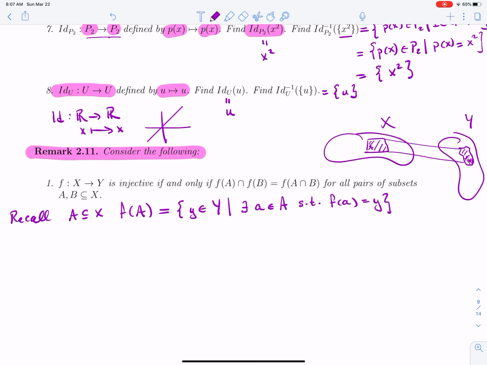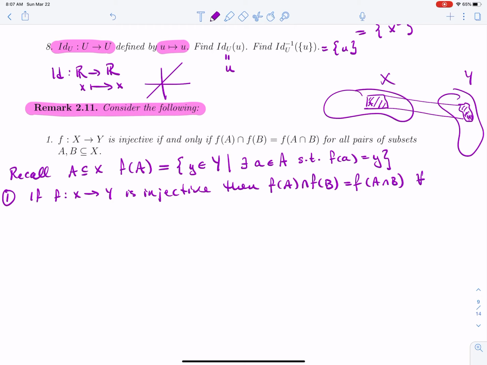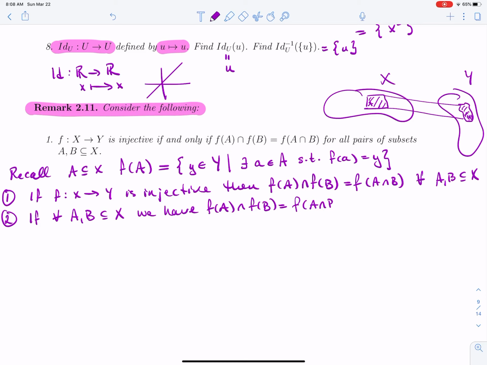We've got a two-way implication. So we have to show, let's call it 1: if f taking X to Y is injective, then f(A) intersect f(B) is equal to f(A intersect B) for all A, B subsets of X. And then 2: we have to prove that if it's true that for every A, B subsets of X we have f(A) intersect f(B) equals f(A intersect B), then we have to somehow show that f is injective.